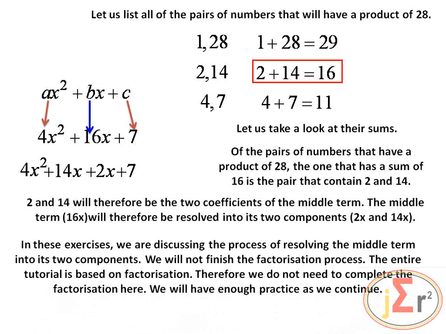In these exercises, we are discussing the process of resolving the middle term into its two components. We will not finish the factorization process. In this exercise that we are doing here, we are not factorizing the expressions. We are just taking a look at the trinomials and taking a general look, by making use of some examples, at how to resolve the middle term into its two components. So we are not about to complete the factorization process.